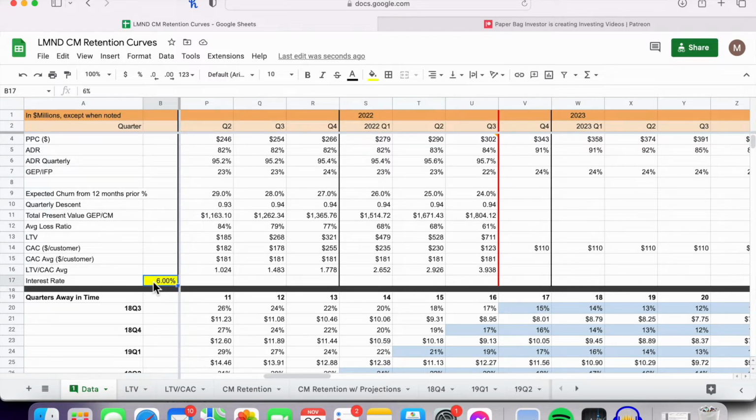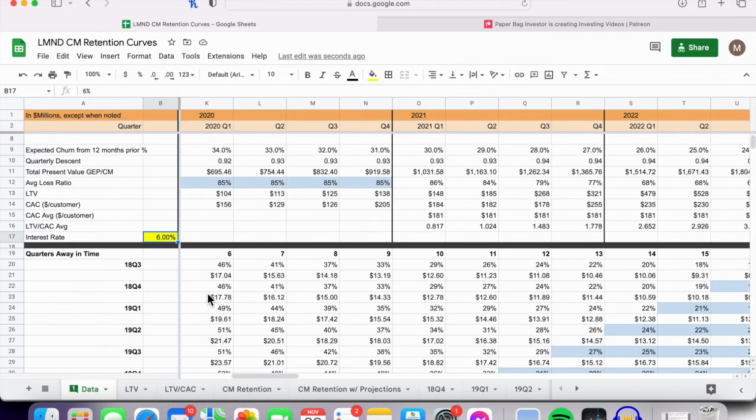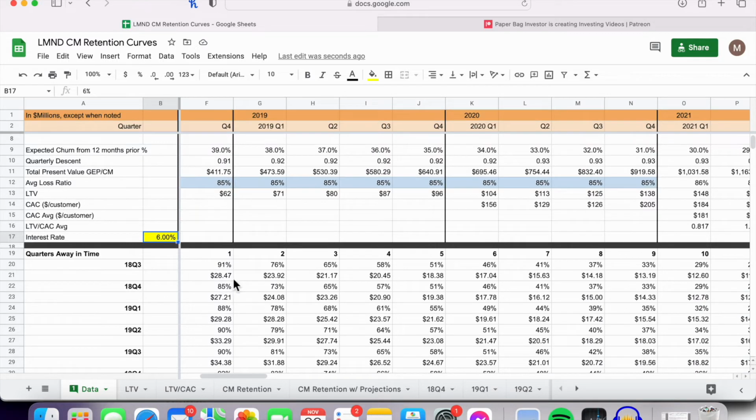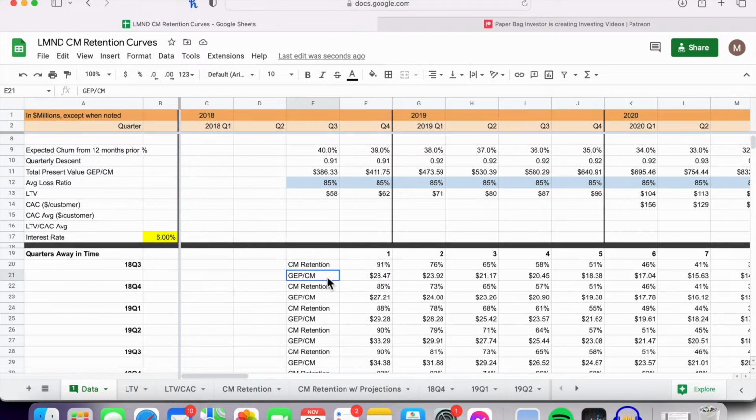So I added, first of all, an interest rate, an annualized interest rate here, and this pulls back all these gross earned premium per customer values in each cohort. It brings back these values to a present day value based on the 6%. So if cost of capital was 25%, it's going to drop all of these values down, right? They're going to lower those down to the present day.